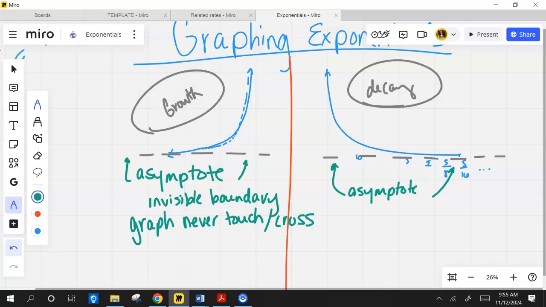Asymptote. One more time? Say it slow. No, that's not how you say it. Asymptote. There's not a Z. There's not two S's. There's one, like the word as. Say asymptote.